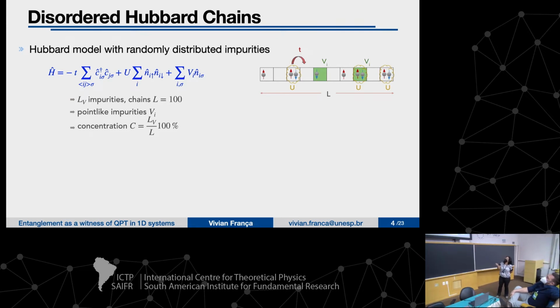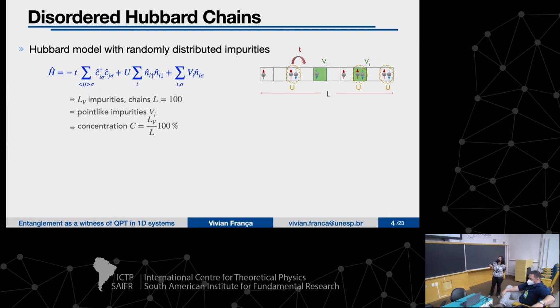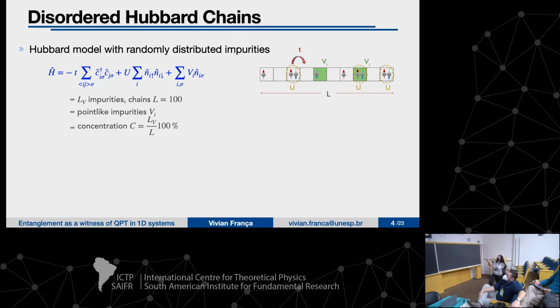Here, we will look at disordered Hubbard chains. How we model that in our case: we simply start with the usual Hubbard model, so no extension for the interaction or the kinetic term. And we plug there a certain external potential in a very specific way. We set on-site impurities, point-like impurities with a certain intensity VI. Depending on the number of impurities that we plug in the system, LV being the number of impurities, with respect to the total size of the chain, we have a certain concentration of impurities in the system. And this will be a key parameter, this concentration of impurities.